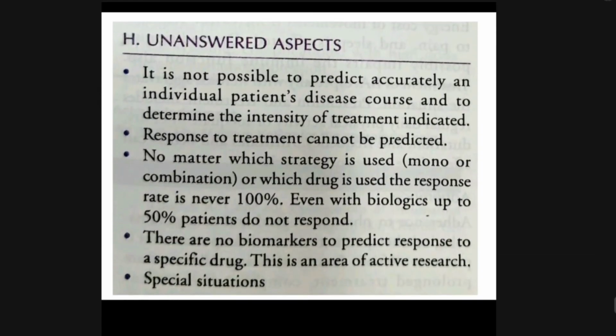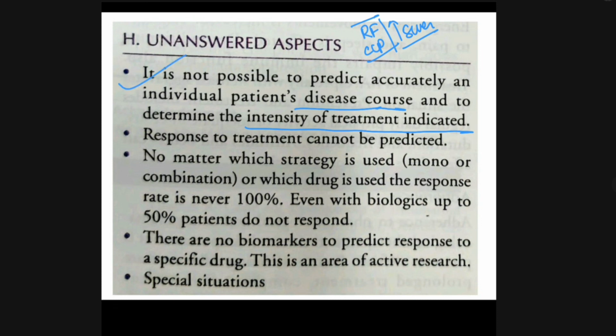Now the end of the topic is, there are still some unanswered aspects of this whole rheumatoid arthritis treatment and diagnosis. Firstly, it has not been possible to accurately predict an individual patient's disease course and to determine the intensity of treatment indicated. Meaning, we have some prognostic indicators, like if a patient has a high rheumatoid factor or anti-CCP antibody value, then he is supposed to have a more severe disease, but you cannot quantify it. These are just qualitative factors.